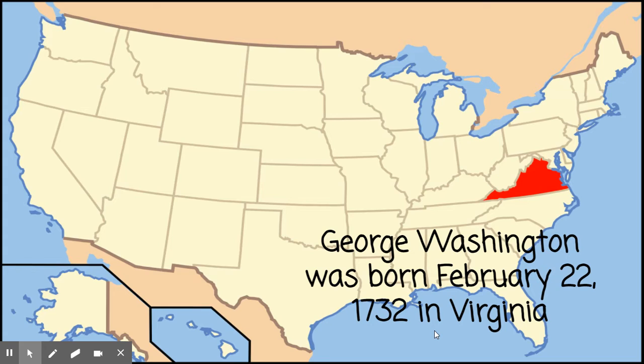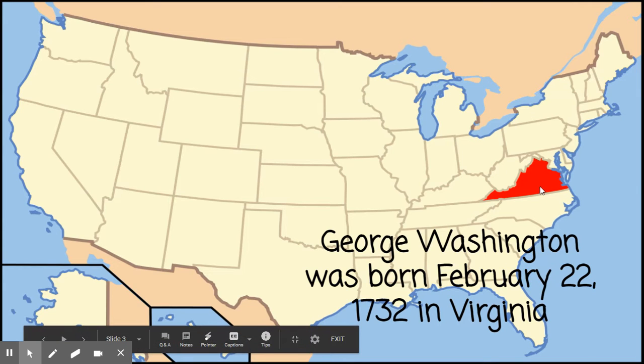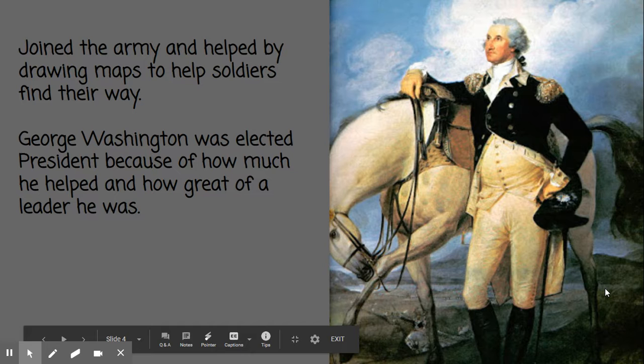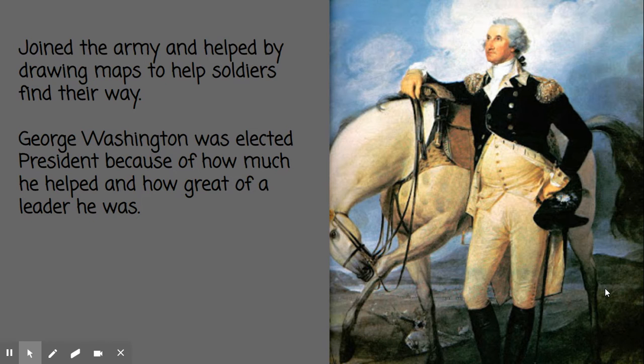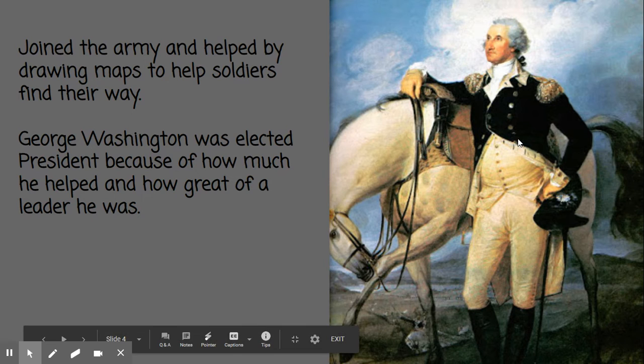George Washington was born February 22nd, 1732, in Virginia, and this is Virginia. He joined the army and helped by drawing maps to help soldiers find their way around. George Washington was elected president because of how much he helped and how great of a leader he was. And this is him in his uniform.